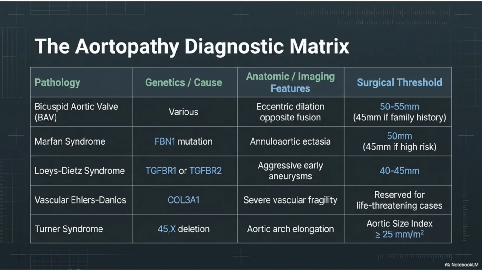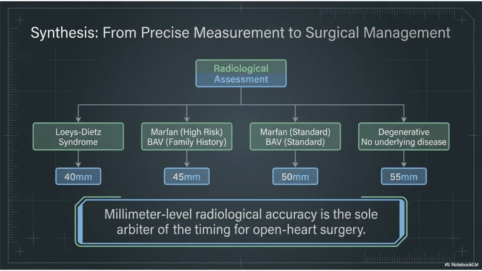This diagnostic matrix outlines the pathology, genetics, imaging features, and surgical threshold for various aortopathy conditions, including BAV and Marfan syndrome. Radiological accuracy is the sole arbiter of timing for open heart surgery. Surgical thresholds vary by condition and risk, from 40 mm for Loeys-Dietz syndrome to 55 mm for degenerative cases.